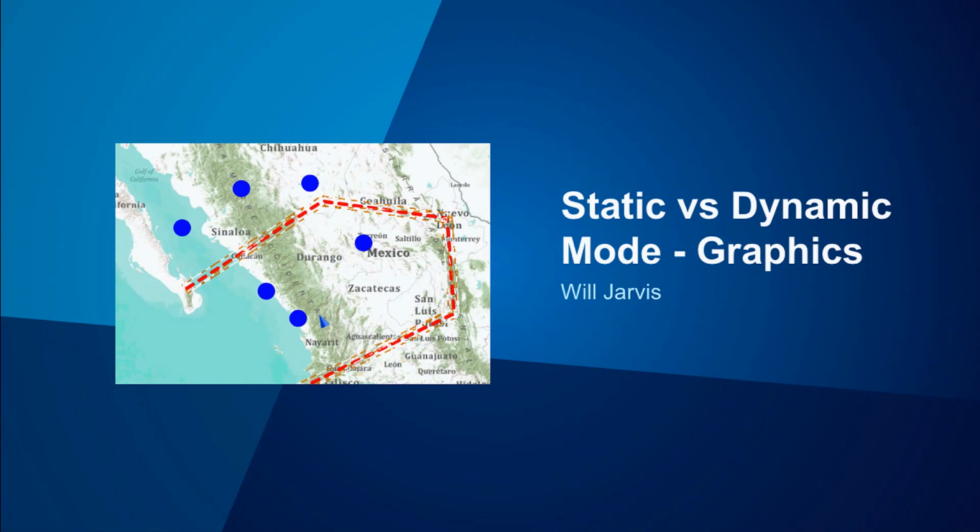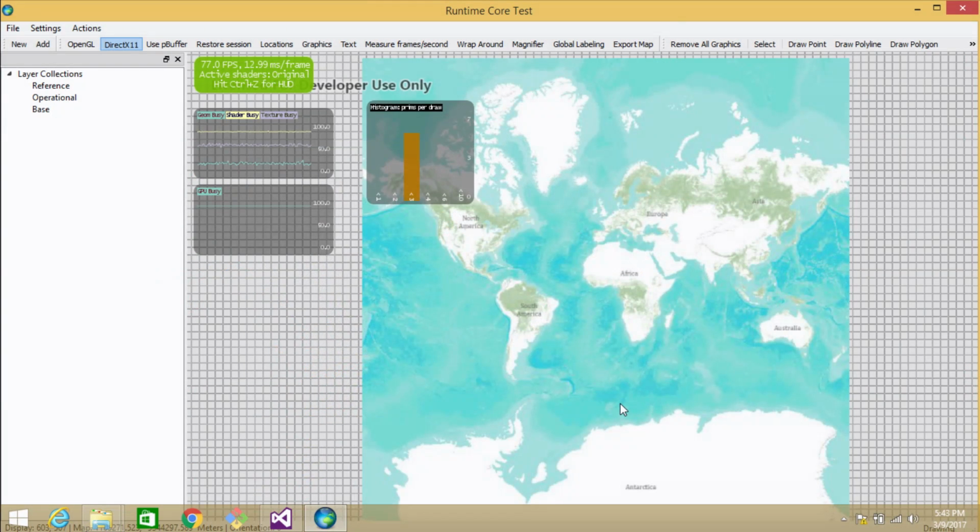So I'm going to pass it over to Will, and Will's going to show a demo using NVIDIA Insight of static versus dynamic mode. Cool, thanks Ralph. As Ralph said, we're going to use our internal testing application along with NVIDIA's Insight so we can actually look at the draw calls that are made for rendering a canvas layer, or for rendering a graphics overlay in both static mode and dynamic mode.